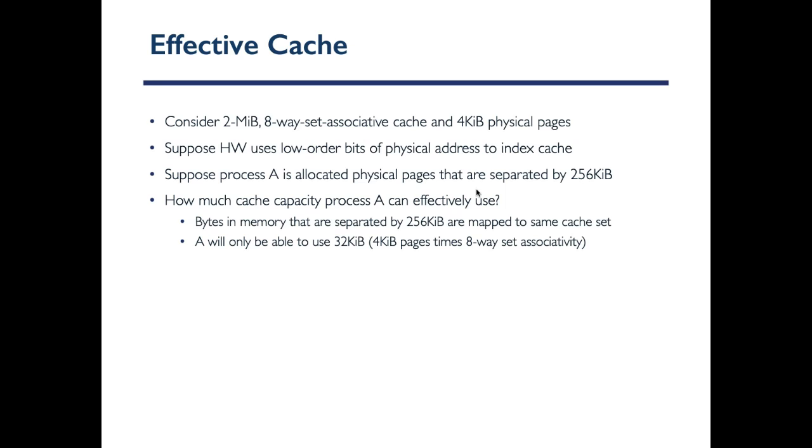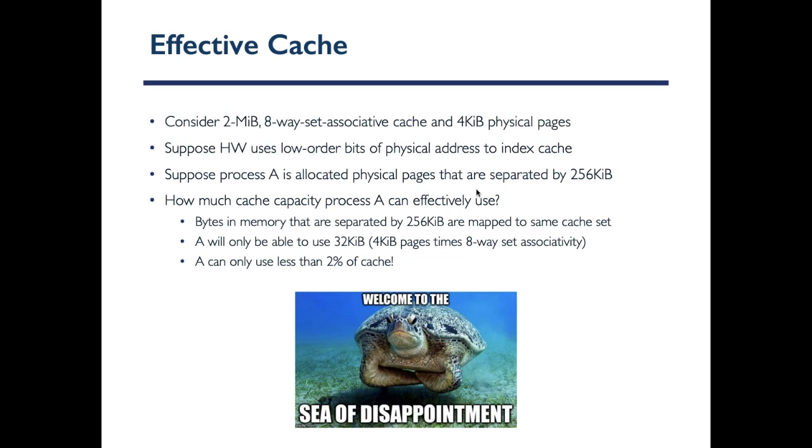So in essence, from this 2 megabyte cache, process A is only using 32 kilobyte of it, which is basically only 2% of the cache. And this is very disappointing. We have a 2 megabyte cache, but we're effectively only using 32 kilobyte of it.